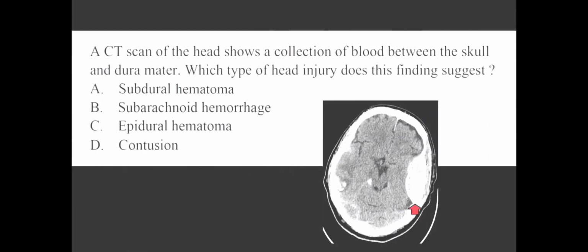A CT scan of the head shows a collection of blood between the skull and dura mater. Which type of head injury does this finding suggest? A. Subdural hematoma, B. Subarachnoid hemorrhage, C. Epidural hematoma, D. Contusion. And the correct answer is C. Epidural hematoma. An epidural hematoma is a collection of blood that forms between your skull and the dura mater, the outermost protective membrane covering your brain. The cause is usually an artery that gets torn by a skull fracture. Symptoms include severe headache and loss of consciousness.